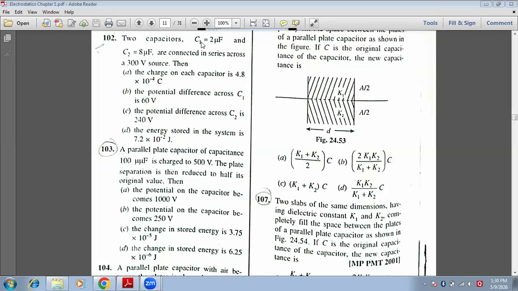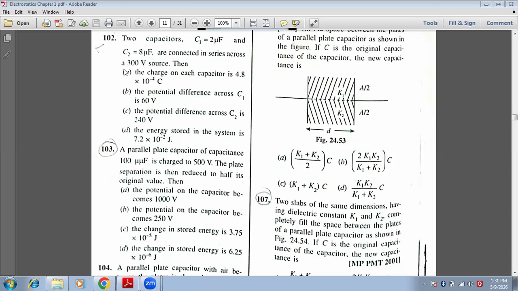Two capacitors, C1 equal to 2 microfarad and C2 equal to 8 microfarad, are connected in series across a 300 volt source. Then option A, the charge on each capacitor is 4.8 into 10 raised to the power minus 4 coulomb. Option B, the potential difference across C1 is 60 volt. Option C, the potential difference across C2 is 240 volt. Option D, the energy stored in the system is 7.2 into 10 raised to the power minus 2 joules.